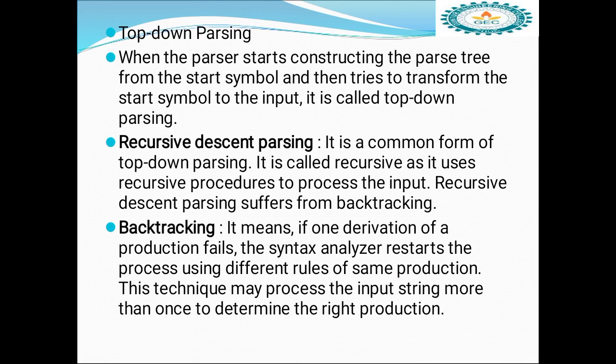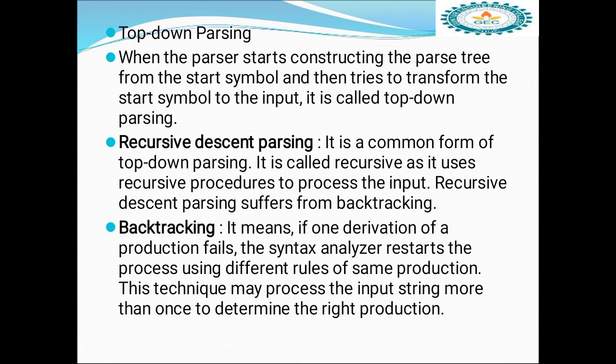In top-down parsing, the parser starts constructing the parse tree from the starting symbol and tries to transform the starting symbol into the input. Recursive descent parsing is a common form of top-down parsing. It is called recursive because it uses recursive productions to produce the input. Recursive descent parsing suffers from what is known as backtracking. Recursive means applying a loop, a loop structure.